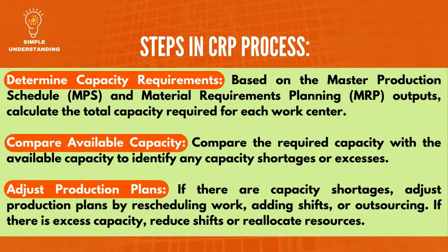A. Determine capacity requirements. Based on the Master Production Schedule, MPS, and Material Requirements Planning, MRP, outputs, calculate the total capacity required for each work center. B. Compare available capacity. Compare the required capacity with the available capacity to identify any capacity shortages or excesses. C. Adjust production plans. If there are capacity shortages, adjust production plans by rescheduling work, adding shifts, or outsourcing. If there is excess capacity, reduce shifts or reallocate resources.